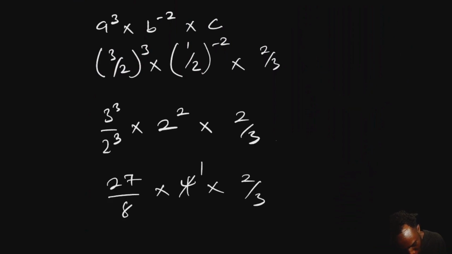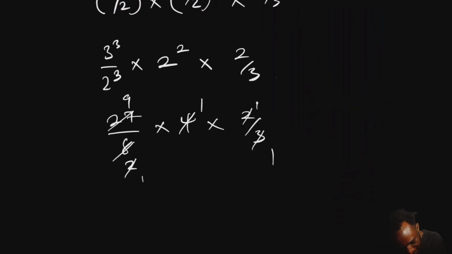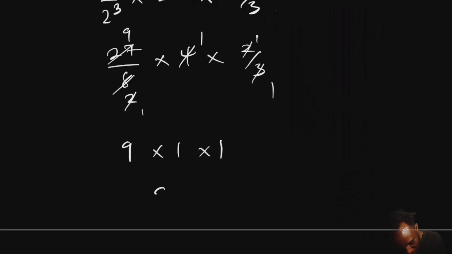So we have 4 here, 1, 4 going to 2. We have 2 here, 1, 2 going to here, 1 as well. And we have 3 goes into here 1, and 3 goes into here 9 times. So our answer becomes 9 times 1 times 1, which is equal to 9. So 9 is our final answer.